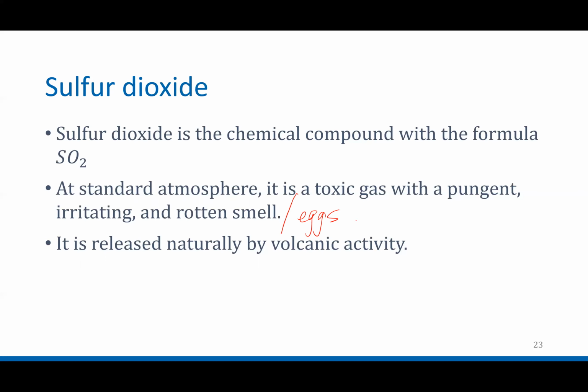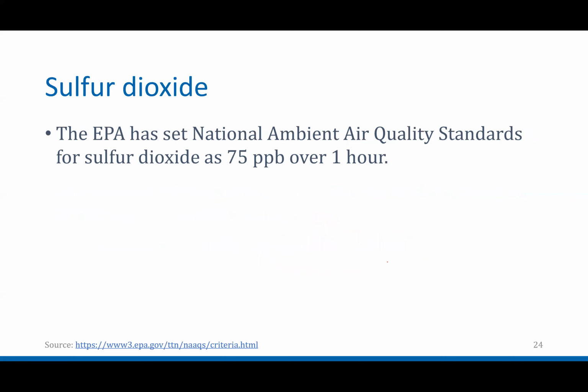It's hard to explain over Zoom, but you've all probably smelled it. If you've ever walked around an active volcano, you might have smelled it. Even in your kitchen, if you've overcooked an egg, like a hard-boiled egg, it gets this green ring around the yolk. And when you open the egg, you can kind of smell it. That's like a little hint of what it smells like. It's really stinky. And this gas is released naturally by volcanic activity. So a lot of these gases are released naturally as well by volcanoes.